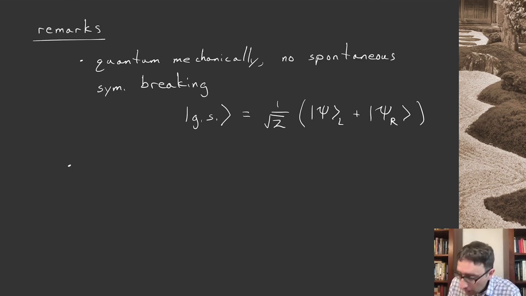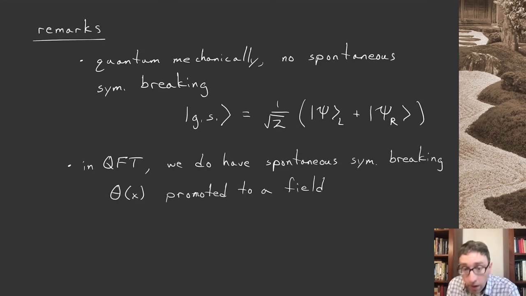So that's the quantum mechanical situation. We can also think about the quantum field theory situation. In that case, we do have spontaneous symmetry breaking. The reason for that is that we want to promote theta of x to a field of some auxiliary set of variables, not just time. And now because this field exists throughout space, it's too hard to tunnel all at once. And there's no good way for the system to reduce its energy by taking this linear superposition.